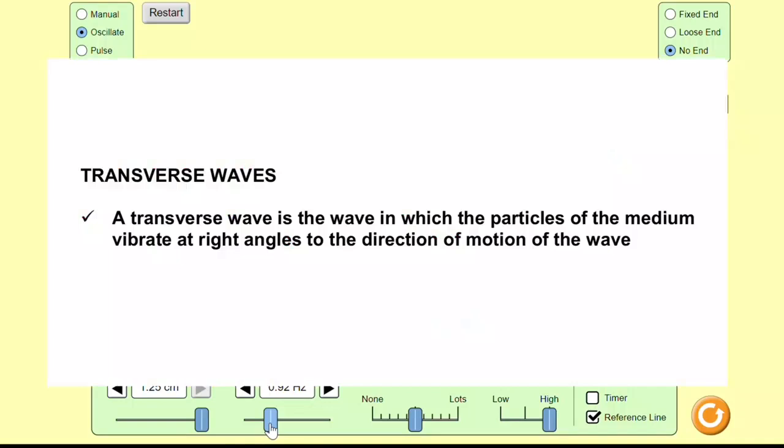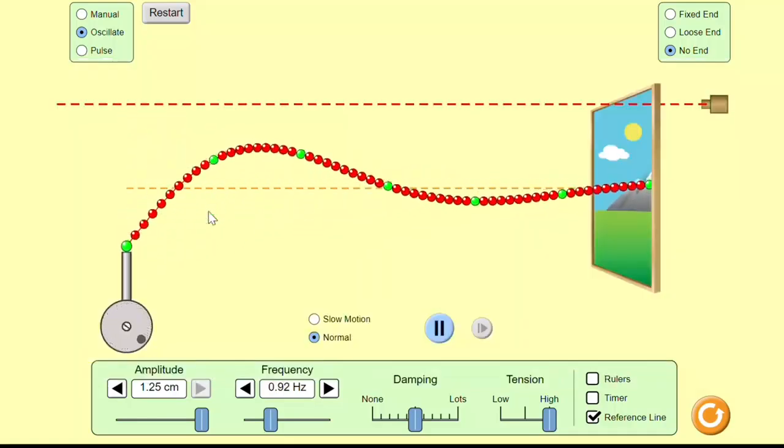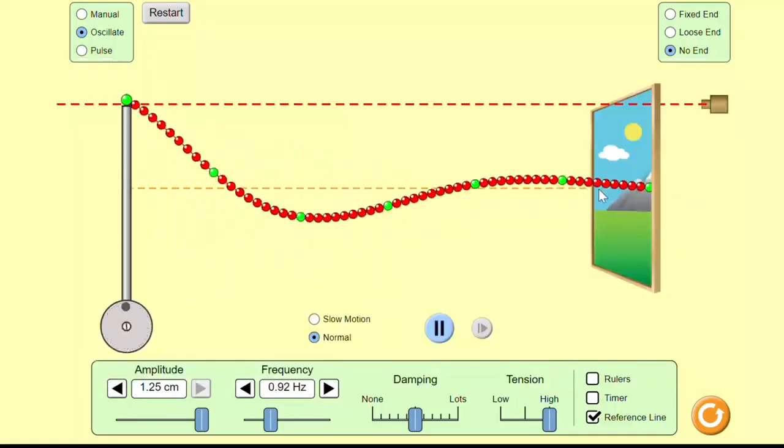A transverse wave is a wave in which the particles of the medium vibrate at right angles to the direction of motion of the wave. This is what I want us to focus on. The particles of the medium vibrate at right angles to the direction of motion of the wave. Let's try analyzing our wave and see if the particles are indeed moving at right angles to the direction of motion of the wave. Right, so it's easy to see that our wave is moving to the right.